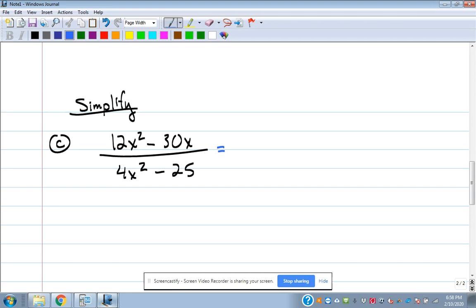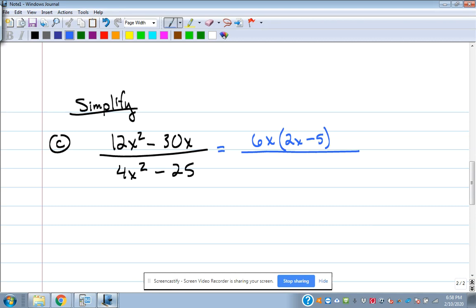So what's the first thing that I always look for? Greatest common factor. What do 12 and 30 have in common? 6 goes into both of those. And they both have an x, so it's going to be 6x. What's that leave in the parentheses? Good job.